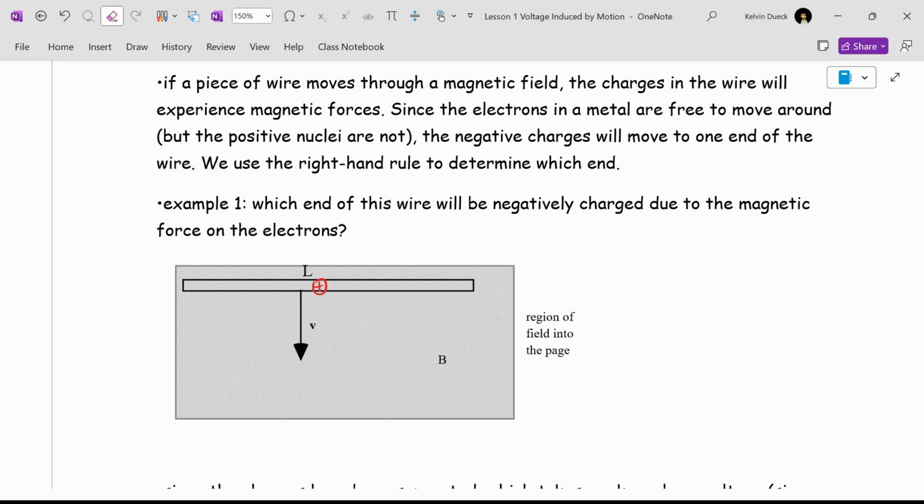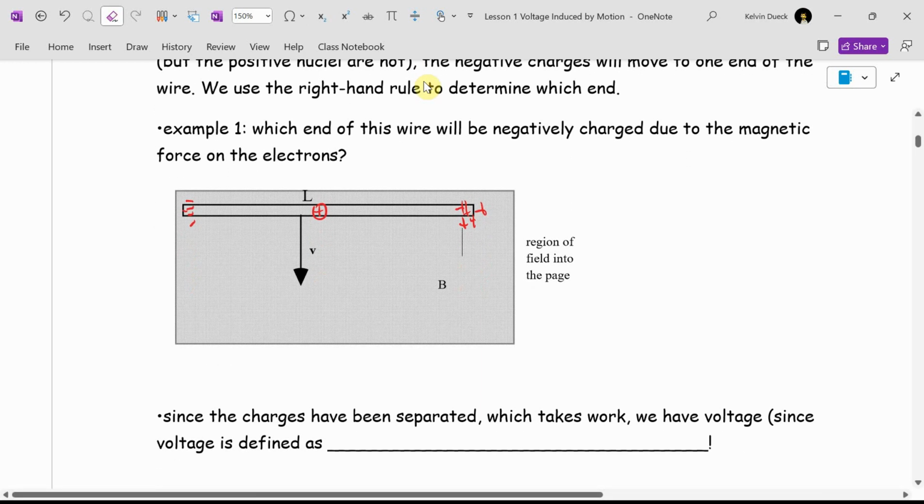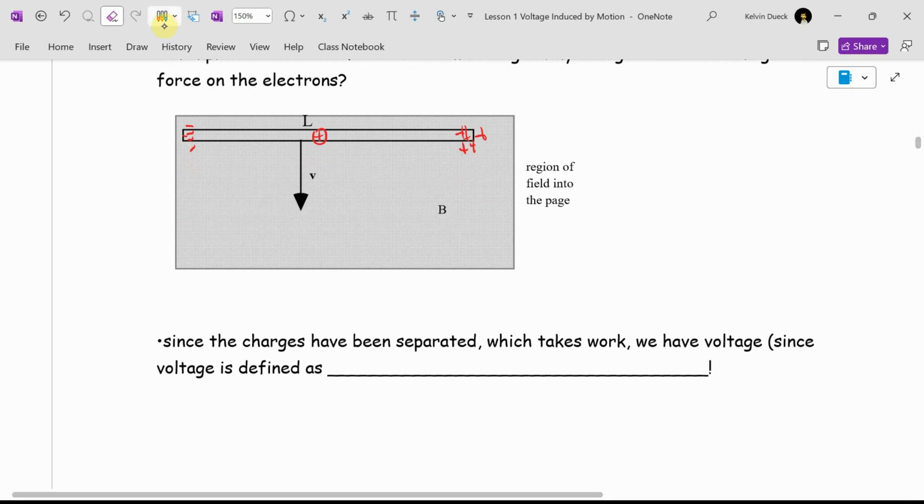And what you'll end up with is this side of the bar negatively charged and this side of the bar positively charged. What you've done is you've separated charges. And separating charges takes work. You've actually stored some energy in this system. We now have voltage because voltage is defined as the amount of energy per coulomb. If we've done work in separating charges, we have induced a voltage. This is an EMF.